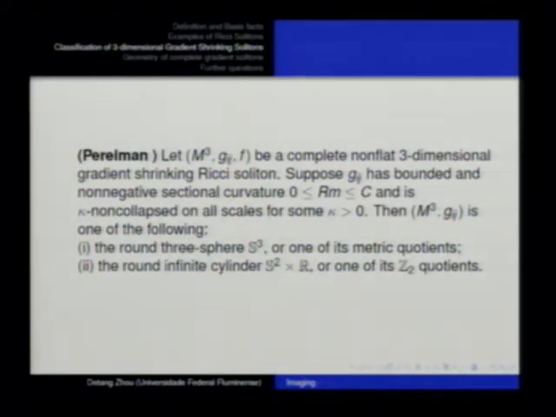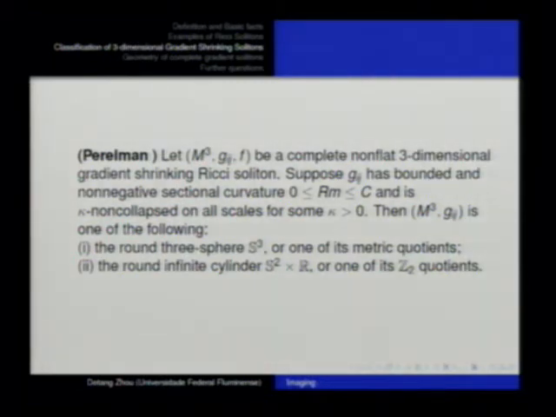Then, in this case, Perelman showed that the gradient Ricci soliton has to be S3, in this case it is compact, or its quotient, or a cylinder. I mean, here it's non-flat, so there is no R3. So only these two cases. So they can classify this case, but it's sufficient for the proof of the Poincare conjecture, because the kappa non-collapsing can also be satisfied.